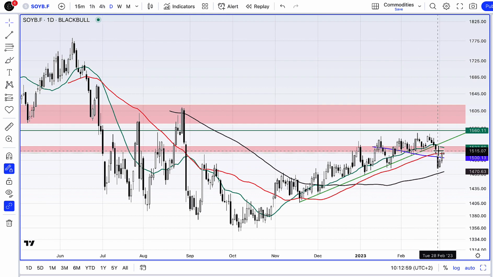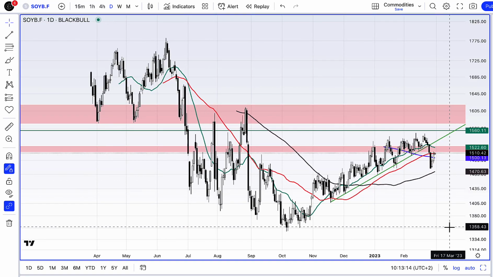And I'm looking to sell. I've taken a small short position on soya, but I'm willing to sell all the way up into this area here at 1,600, but I've started selling now at about 1,500. My target on this is actually 1,350, all the way down here.